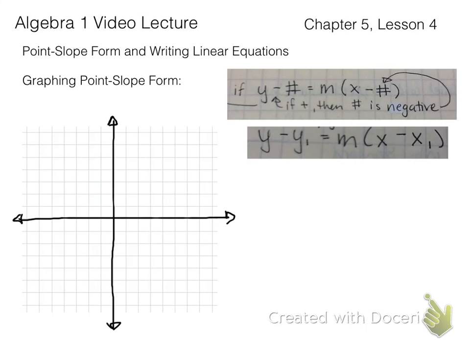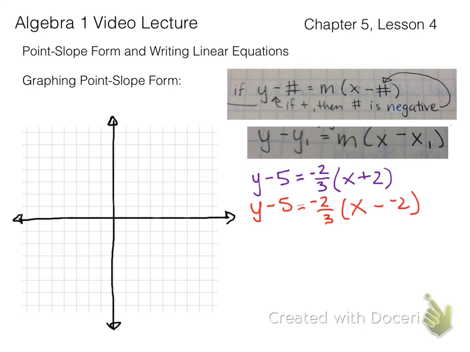Okay, so here's the equation. We have y minus 5 is equal to negative 2/3 times x plus 2.